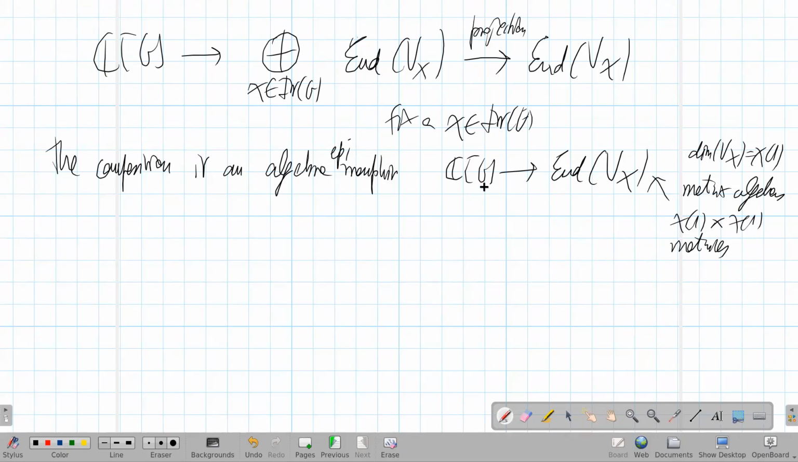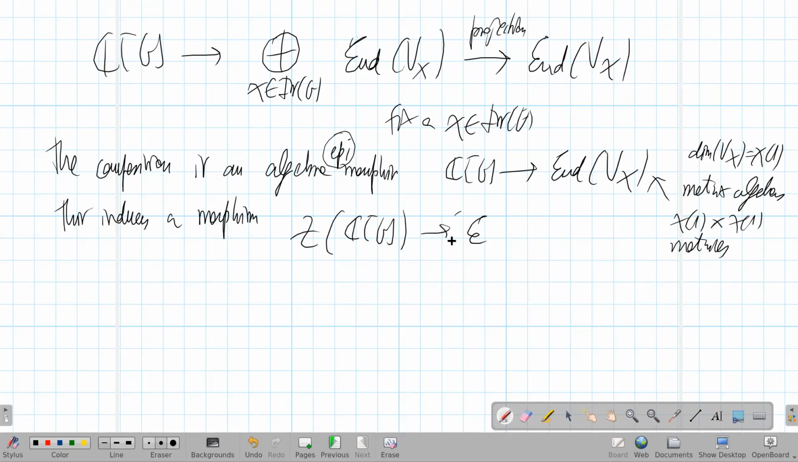In particular, this is important, it's surjective, because this is an isomorphism and this is surjective. So we will have that this induces a morphism which is not an isomorphism anymore. This is also not an isomorphism anymore, because this is an isomorphism, these two have the same dimension, while this is small, it's just one of the summands in this direct sum. So this induces a morphism from the center to the center of this.